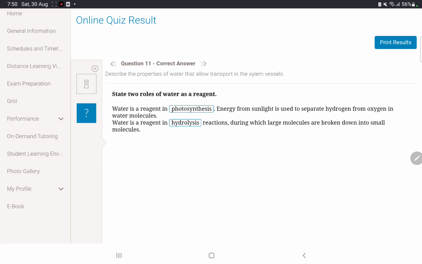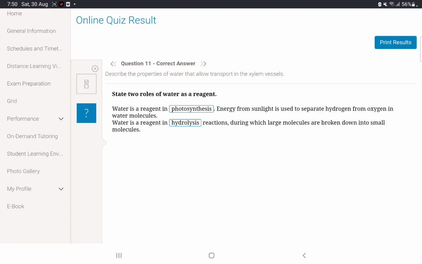Question 11. Water is a reagent in photosynthesis. Obviously, water has a role to play in photosynthesis. Energy from sunlight is used to separate hydrogen from oxygen in water molecules. That is what the energy from sunlight is used for in photosynthesis.